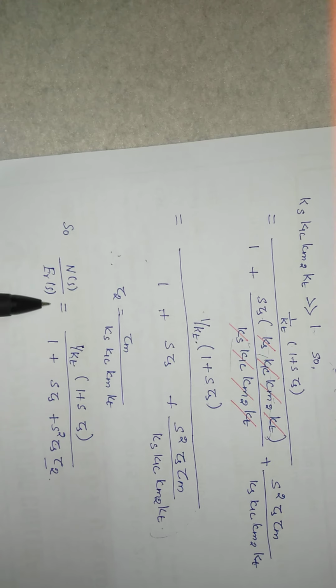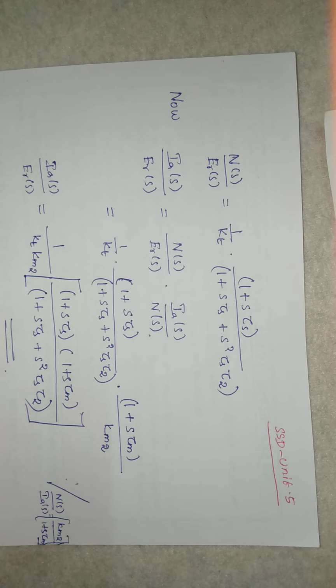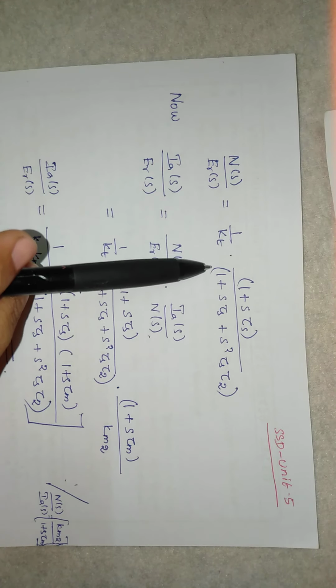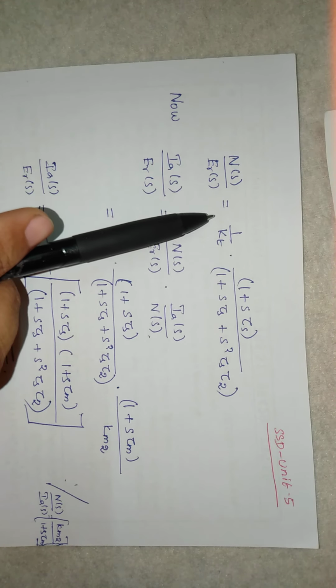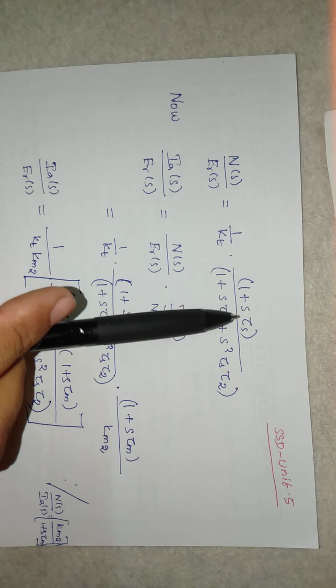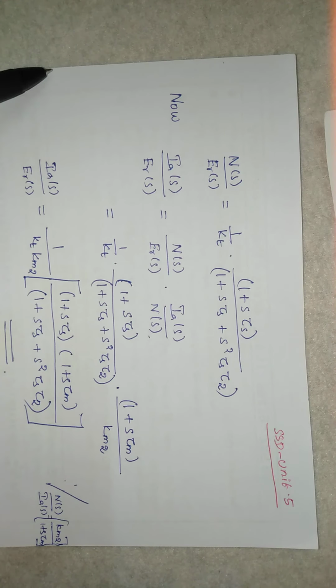That is, if you have the reference value, based on that reference value how the speed is changed, that is the transfer function of output divided by input. Output is Ns, input is Er. I am writing the transfer function again here. Ns divided by Er is equal to 1 divided by Kt, (1 plus s tau s) divided by the term.